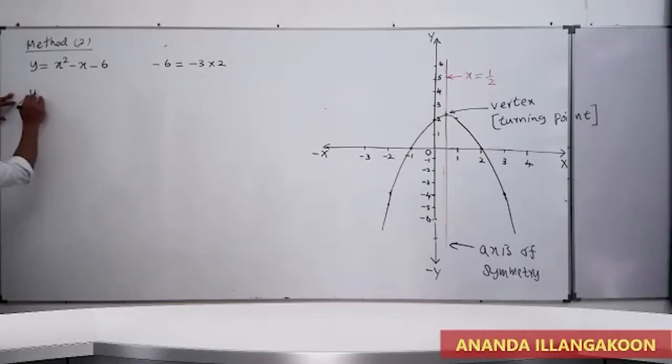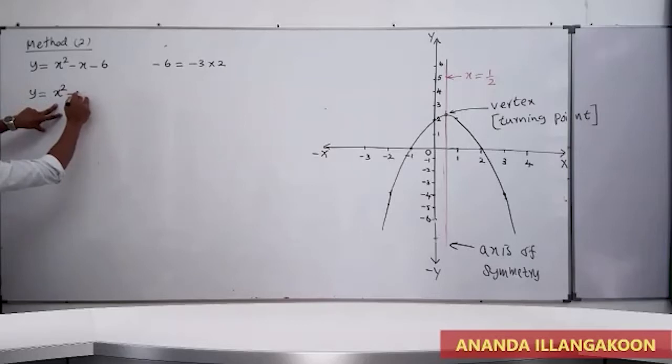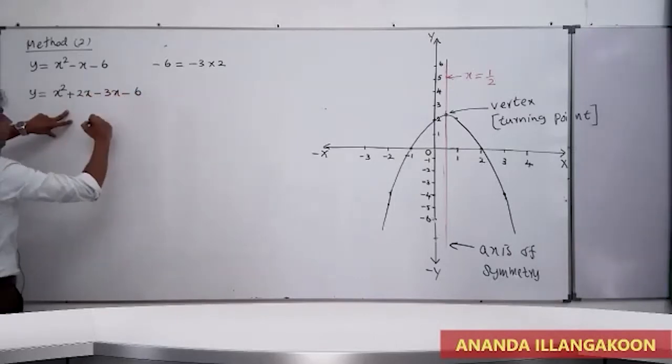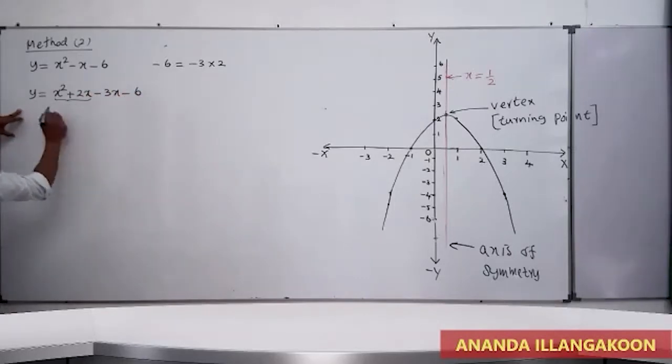Then we factorize the right hand side first. Then we can write this as x squared plus 2x minus 3x minus 6, like this. Then from these first two terms we take x out.